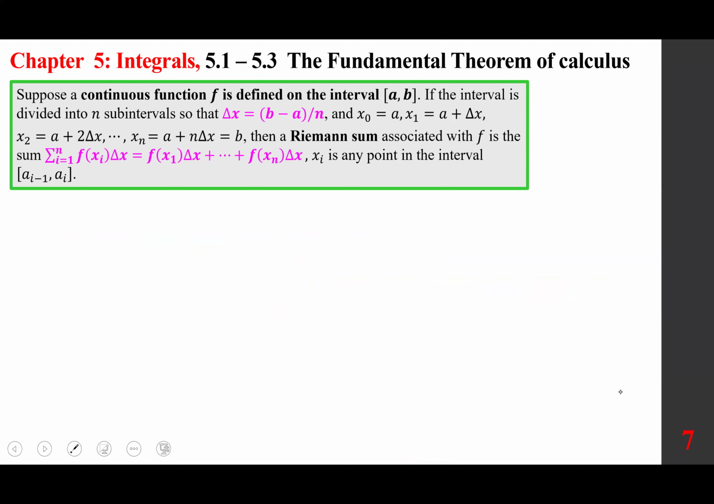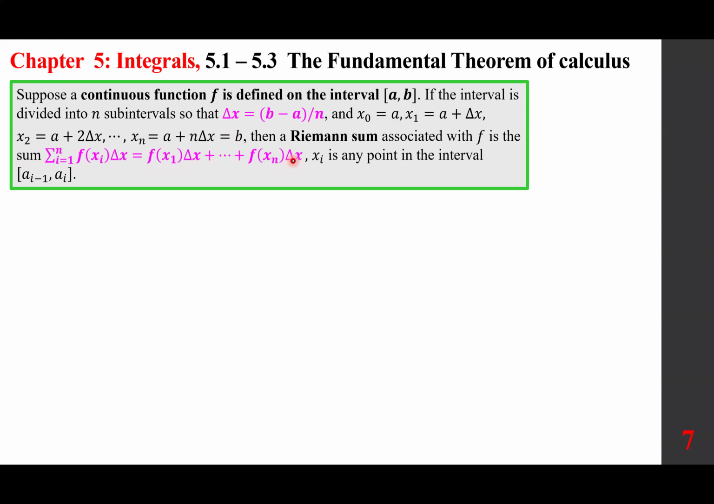The fundamental theorem of calculus, sections 5.1 to 5.3. Suppose a continuous function f is defined on the interval a to b. If the interval is divided into n subintervals so that delta x is (b minus a) over n, and x sub 0 is a, x sub 1 is a plus delta x, all the way to the last one, x sub n is a plus n delta x equals b. Then a Riemann sum associated with f is the following sum: the summation of i going from 1 to n of f of x sub i delta x, which is f of x sub 1 times delta x all the way to f of x sub n times delta x.